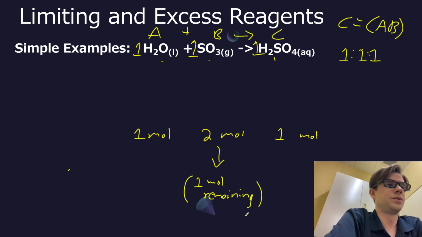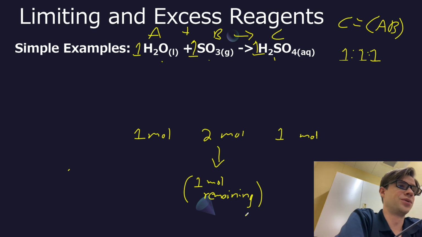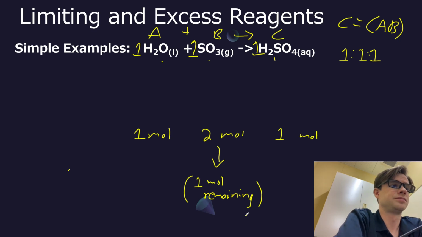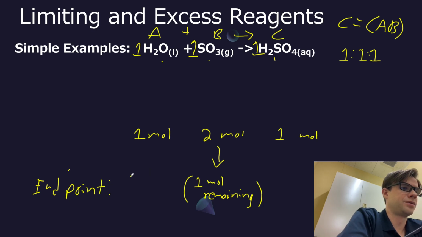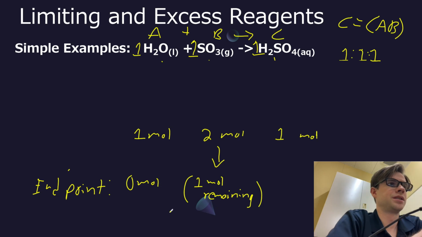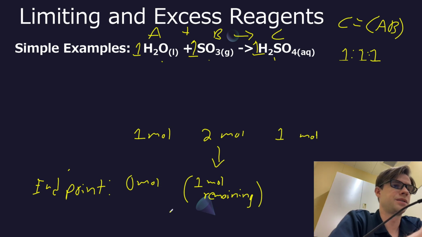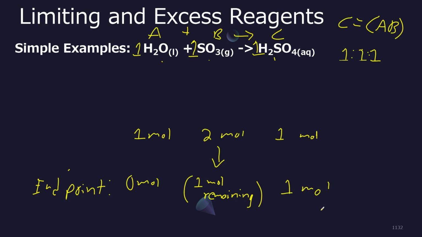So in the end, we should have 0 moles of H2O. Let's label this as end point. We'll have 0 of H2O, 1 mole remaining of SO3, and 1 mole produced of our product, H2SO4. All right, let's clean this up a bit and consider some other situations.